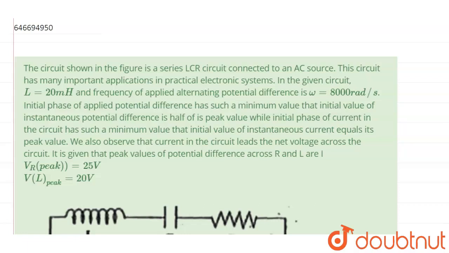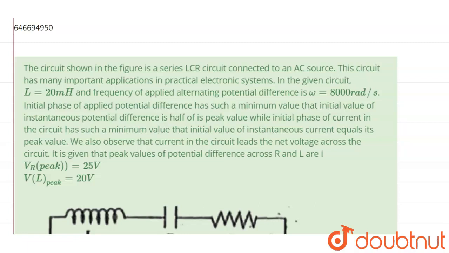Initial phase of applied potential difference has such a minimum value that the initial value of instantaneous potential difference is half of its peak value, while the initial phase of current in the circuit has such a minimum value that the initial value of instantaneous current equals its peak value.